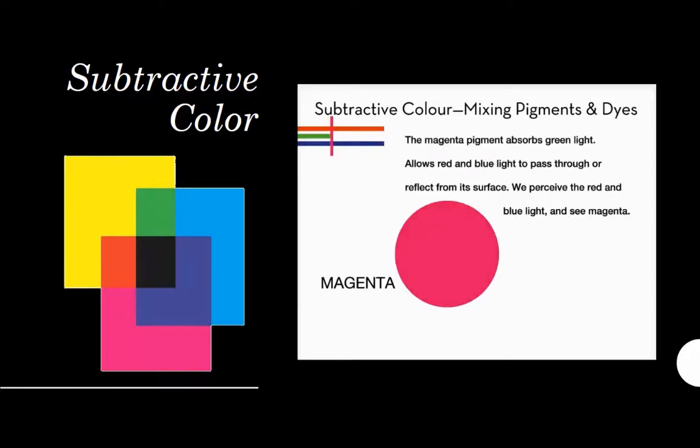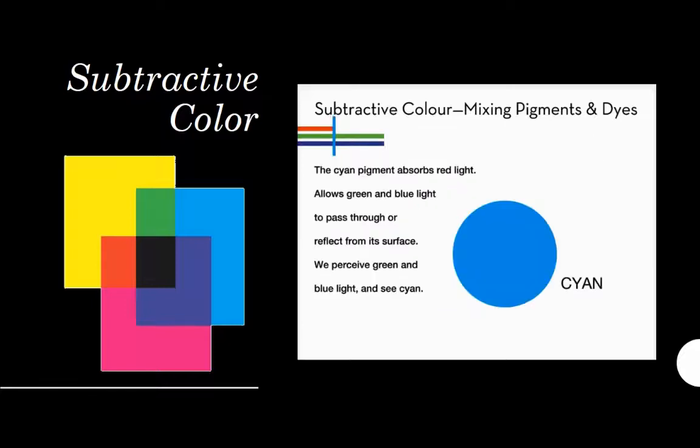The magenta pigment absorbs green light, allows red and blue light to pass through or reflect from its surface. We perceive the red and blue light and see magenta. The cyan pigment absorbs red light, allows green and blue light to pass through or reflect from its surface. We perceive green and blue light and see cyan.